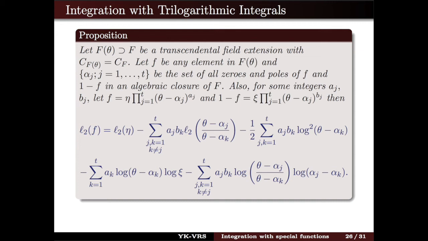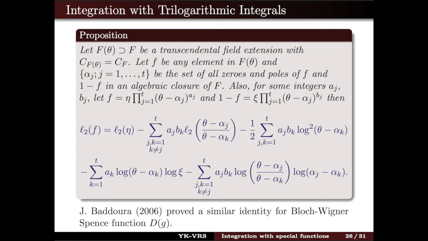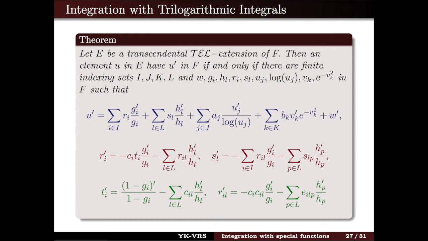So this is actually used in the calculation of that lemma that I showed earlier. Varadharaj proved a similar identity, but for the Bloch-Wigner-Spence function. This is actually a combination of a couple of derivatives of a couple of dilogarithms. So he proved a similar thing. This is the result for trilog. So it is quite similar in nature.